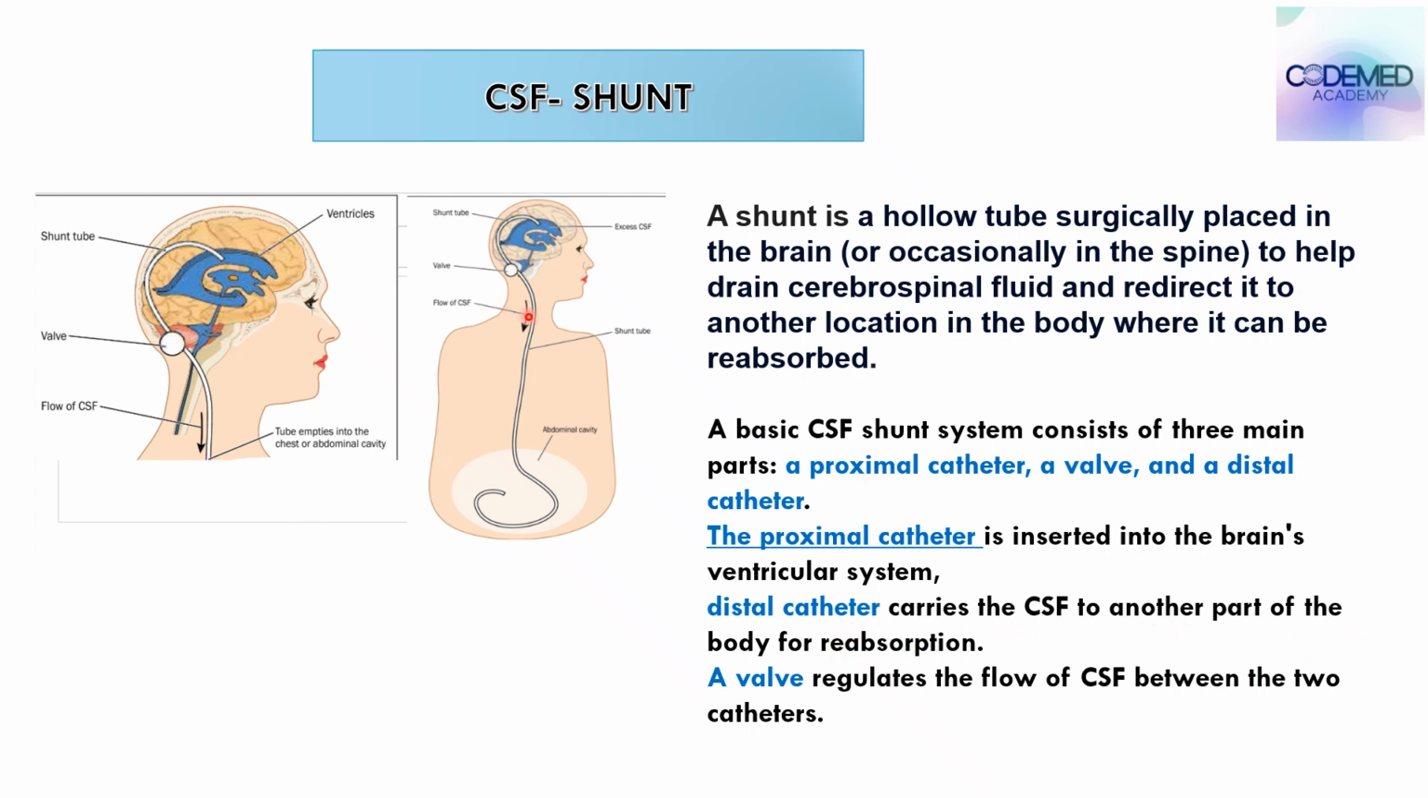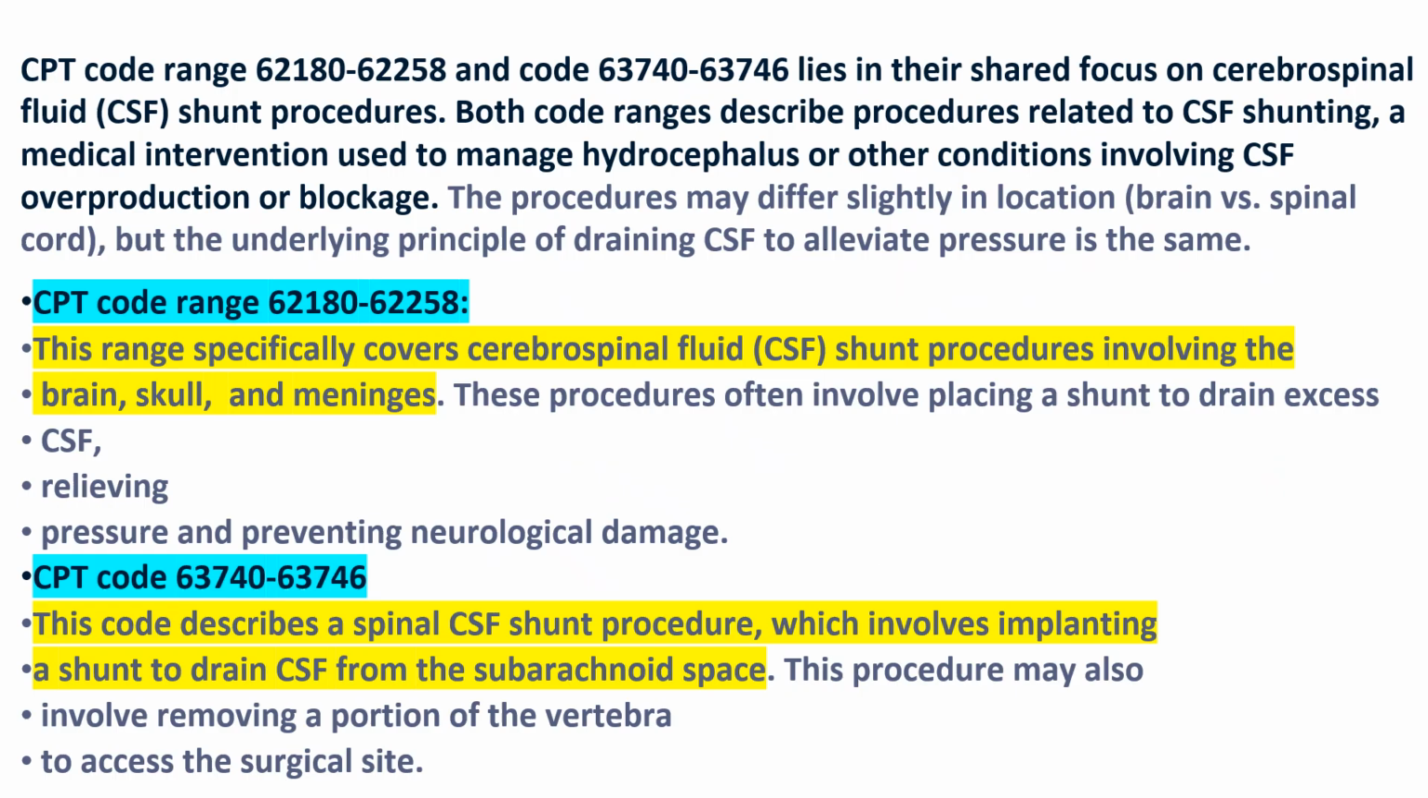So this is the distal catheter, which carries fluid to another part of the body, and the valve, which regulates the flow of the CSF between the two catheters. So this is the system. Again, I am telling you that a bit of knowledge about that particular topic helps you to code very properly. Now these are the codes for the CSF shunt.